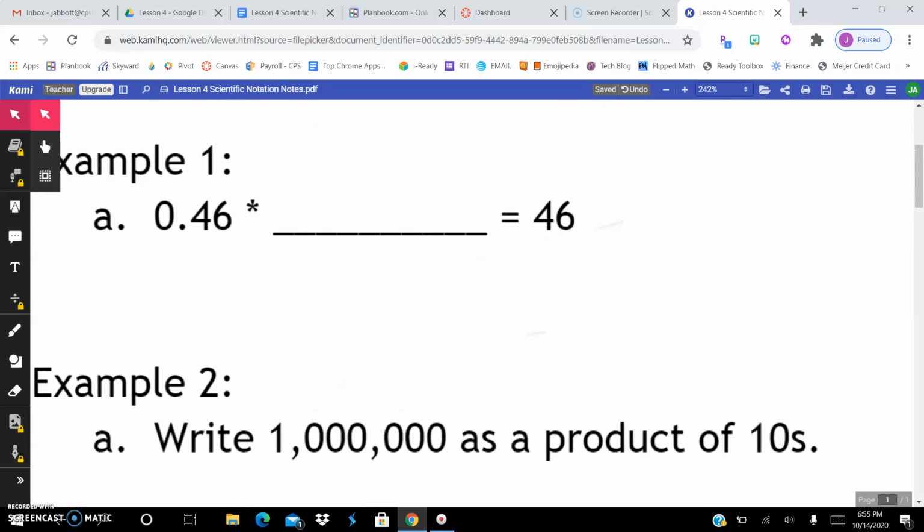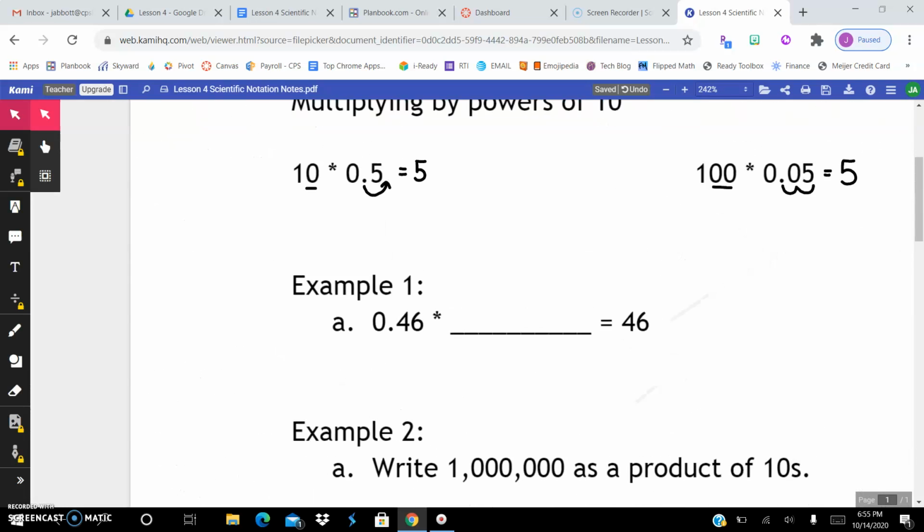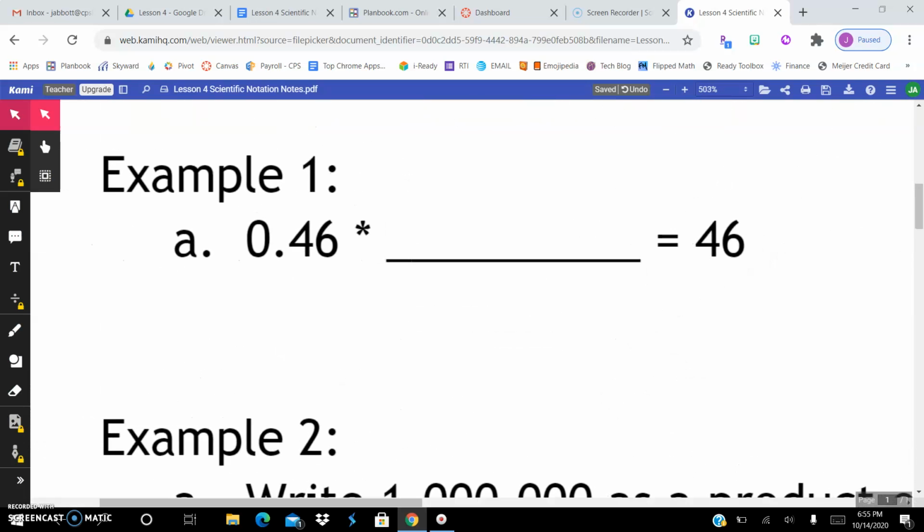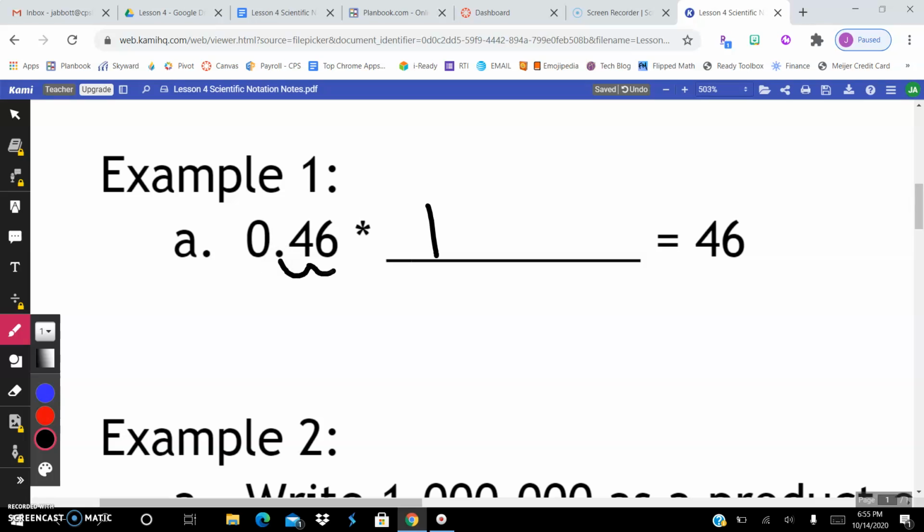Example 1 wants us to figure out what we're going to multiply by here. So we are starting with 46 hundredths and we're going to end with 46. So what am I multiplying by? Well, we know that it's got to start with a 1. We just need to figure out how many zeros it has. So if I look at the 46 hundredths and I want the decimal to be at the very end, so I have 46, that's going to be 2 movements of that decimal. So that means I need 2 zeros in my answer.